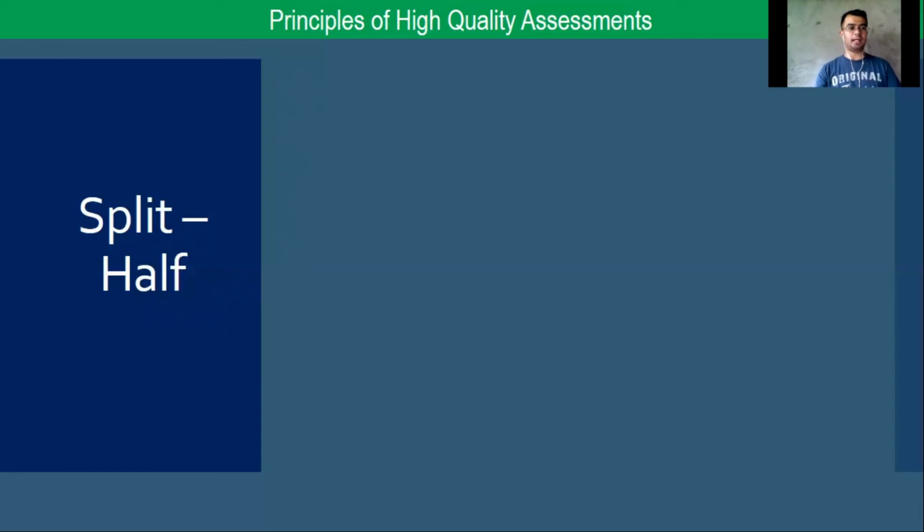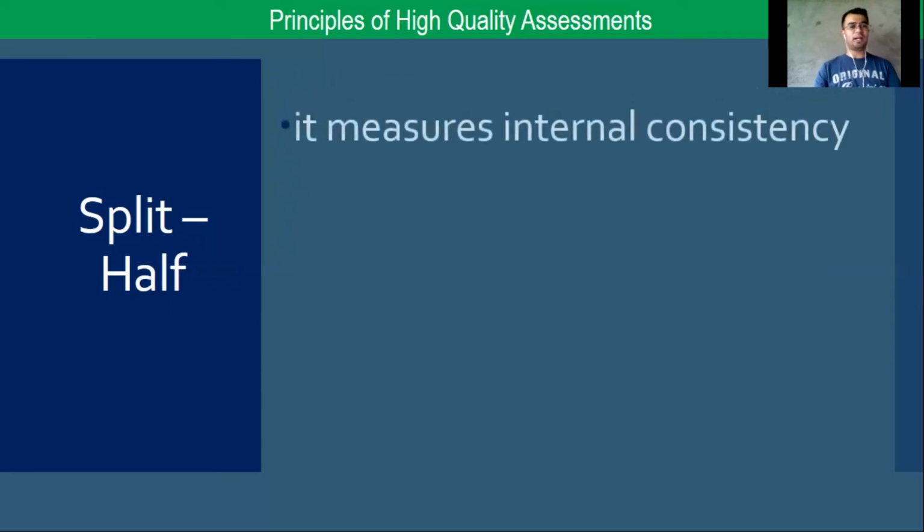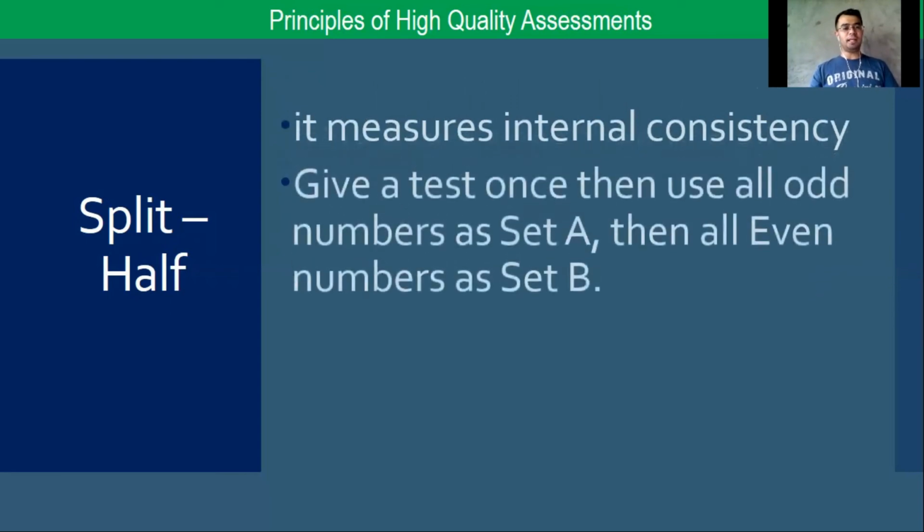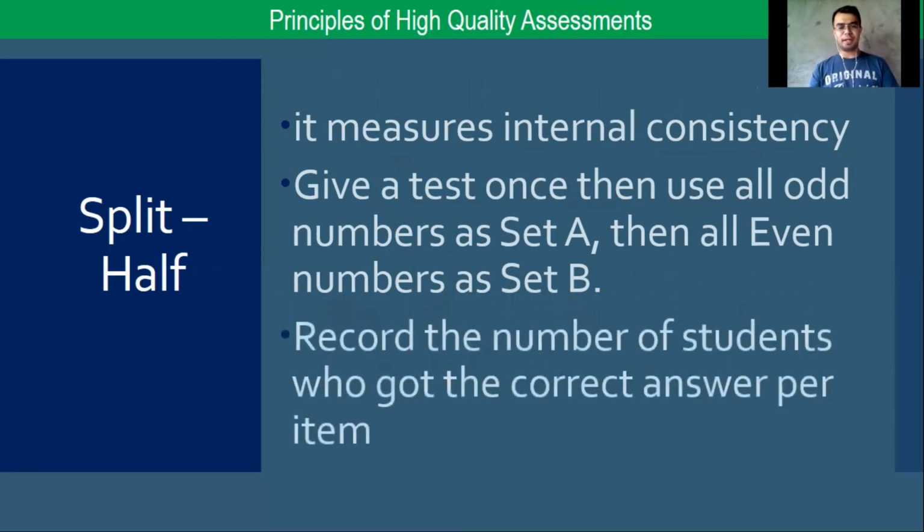Number three is split-half, meaning you divide it into half. You split it in half. This one will measure internal consistency. You only need one exam, so give the test once, then use all odd numbers as set A, then all even numbers as set B. Then you record the number of students who got the correct answer per item.